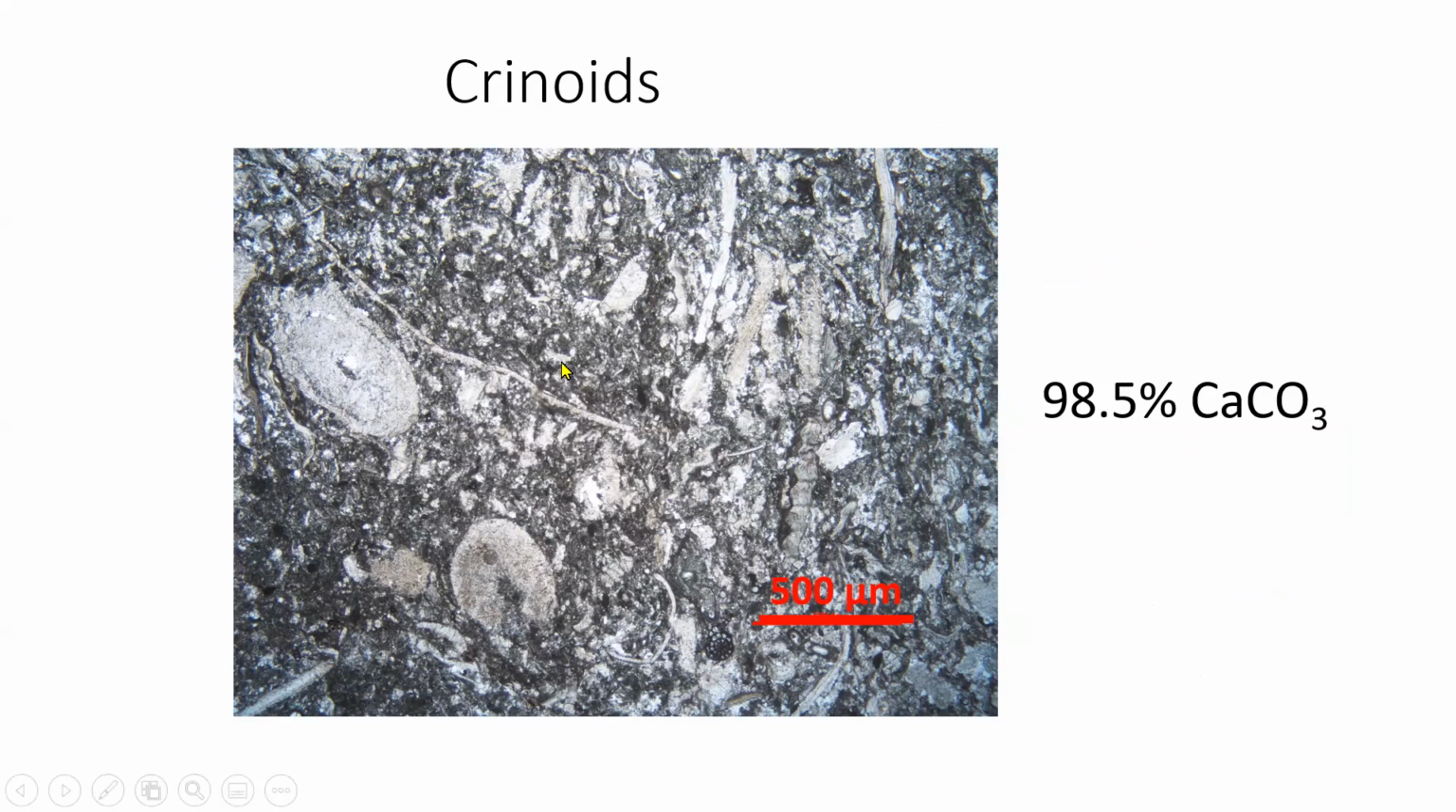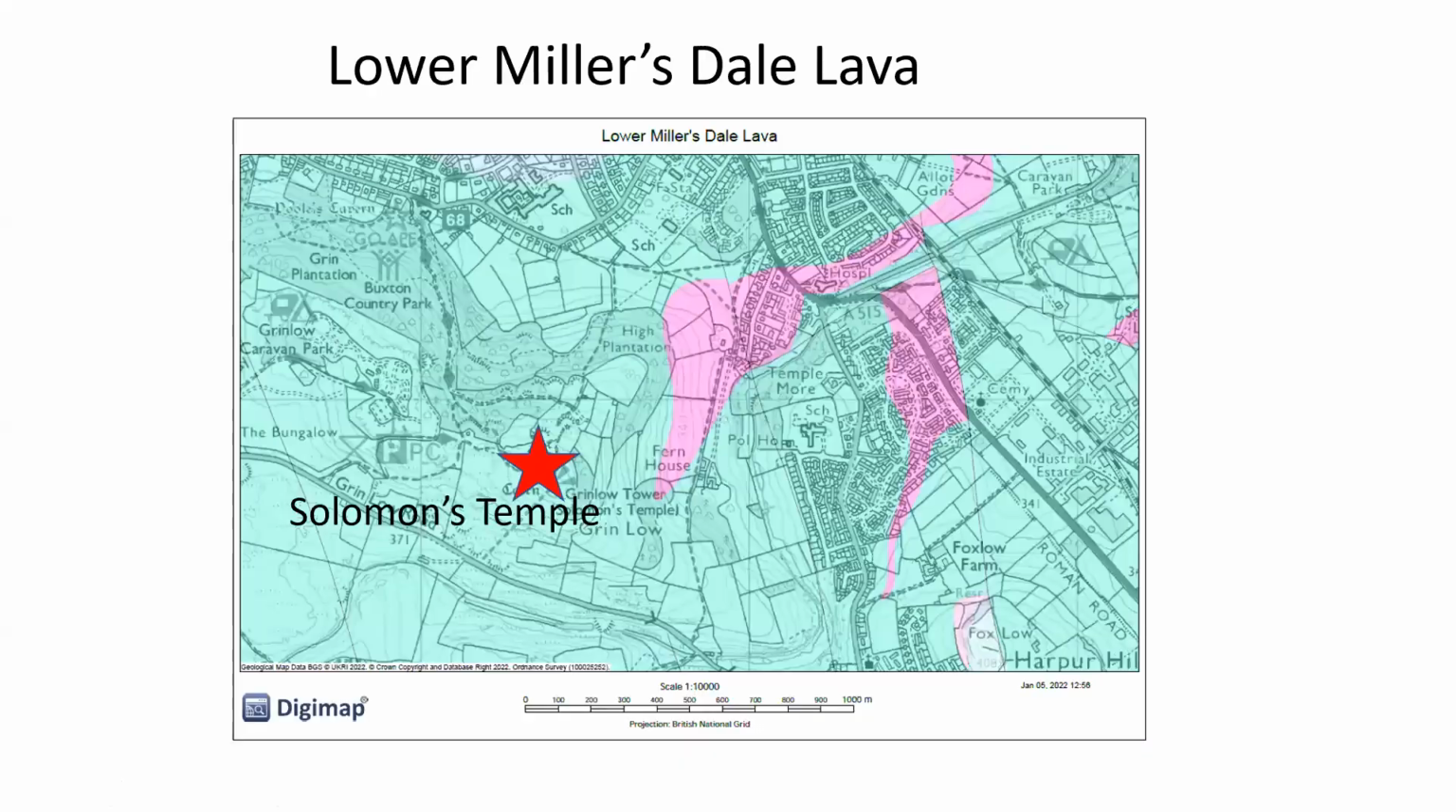And overall, the rock up in Below is 98.5% calcium carbonate, which is why they used it for lime burning, because it was so pure, and which is why they're mining it in quarries around the Peak District. Now, most of Grinlow is the limestone, and here's the temple.